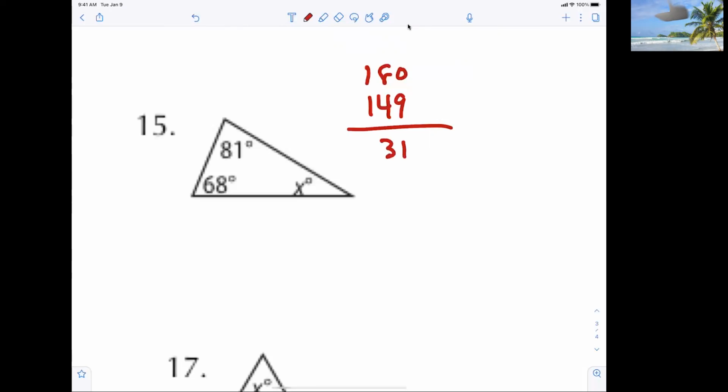So again, you made a little mistake. It's not a big deal. That's how I teach kids mental math with subtraction. Just 180 minus 100, then subtract 40, then subtract 9. It's much easier, in my opinion, doing that. All right, so now put a 31 in there.